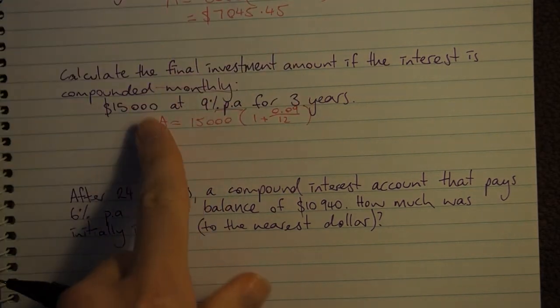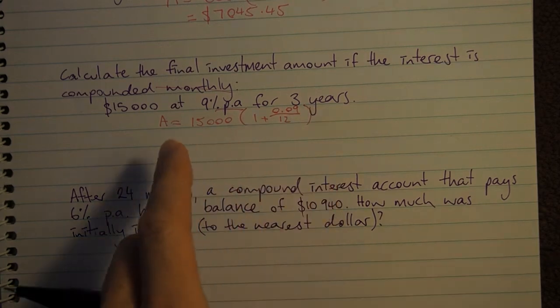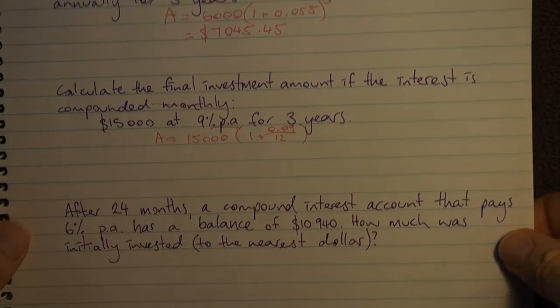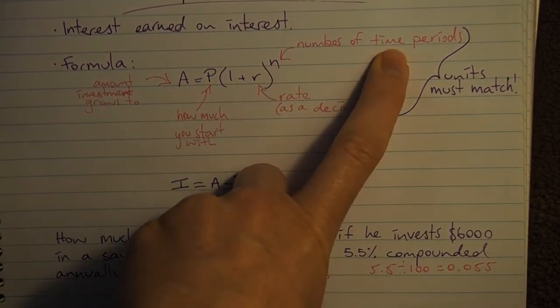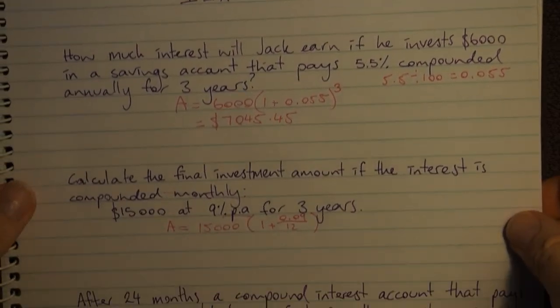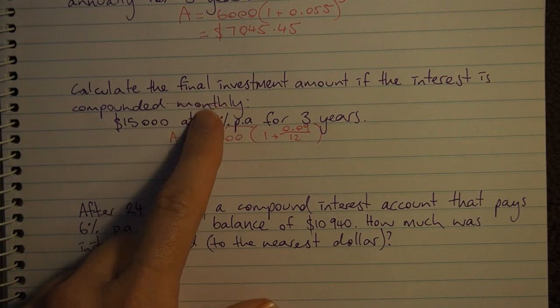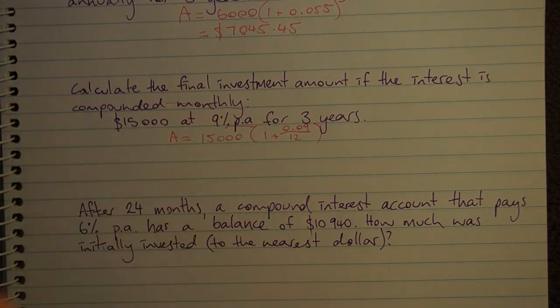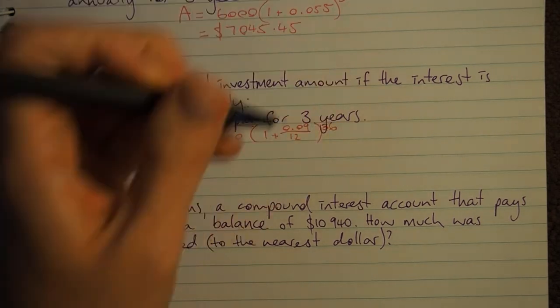Okay, now we're told that the amount is invested for 3 years. If you remember in our formula, I'll just come back to our formula. N is our number of time periods, not to be confused with the number of years. So it's the number of compounding periods. So when we're told that our interest is calculated monthly, the number of compounding periods means every single month for 3 years. So of course, 3 times 12 gives us 36 compounding periods.